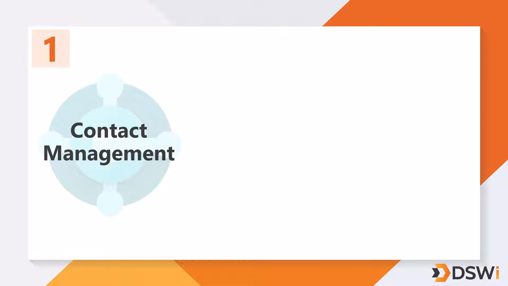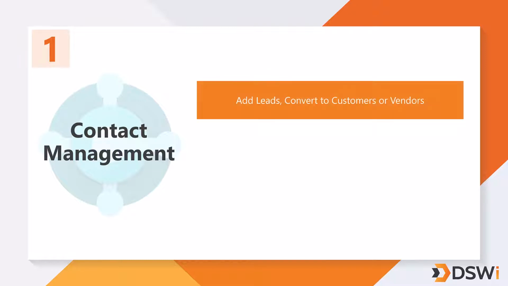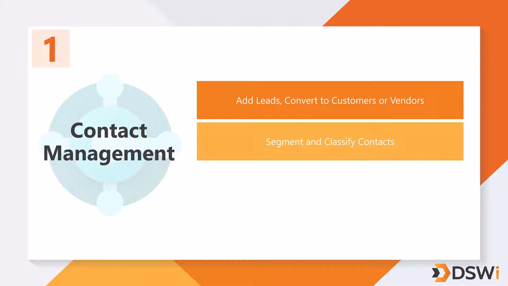Let's start with contact management. With contact management, you're able to create leads in the system. You create a contact. That contact can eventually be converted to a customer or a vendor as you do business with them. Each company contact can have an unlimited number of individual or personal type of contacts. You can segment and classify these contacts.